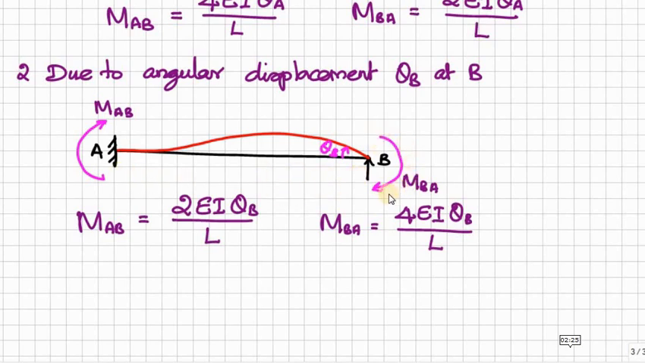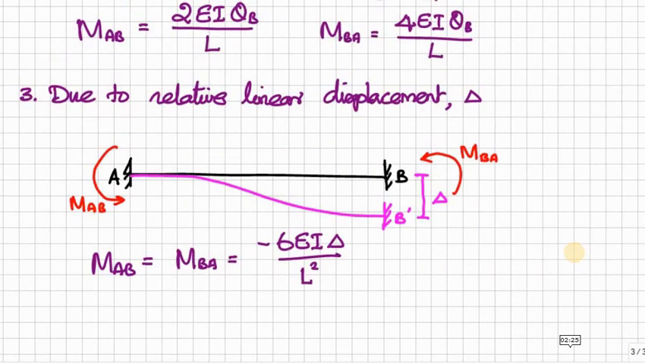Therefore, we have some moment MBA, here also MBA. So this is the same method, the same principle. Therefore, MBAB is equal to 2 times EI theta B by L. MBA is equal to 4 times EI theta B by L. Now we allow the support B to sink by delta amount.